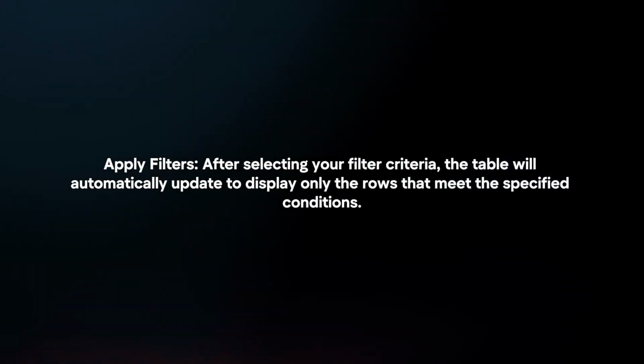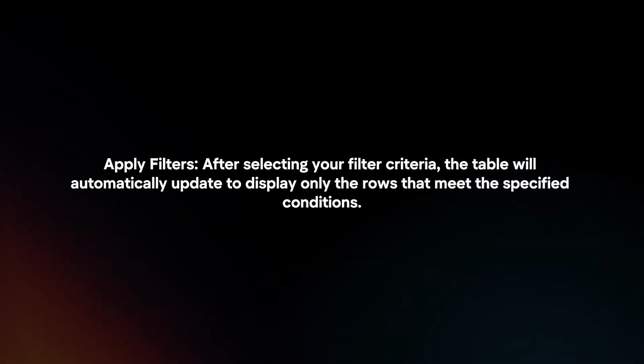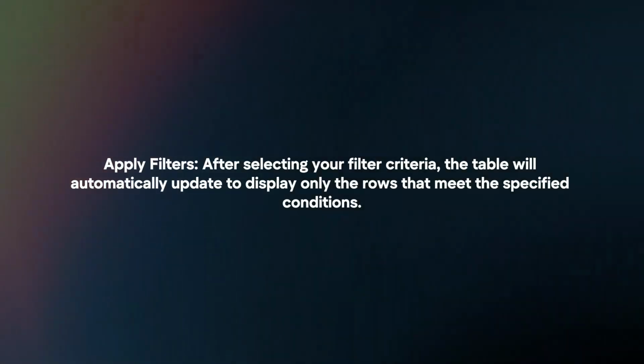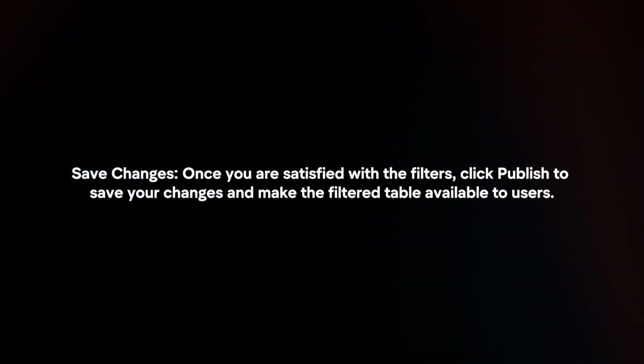Apply filters. After selecting your filter criteria, the table will automatically update to display only the rows that meet the specified conditions. Save changes. Once you are satisfied with the filters, click Publish to save your changes and make the filtered table available to users.